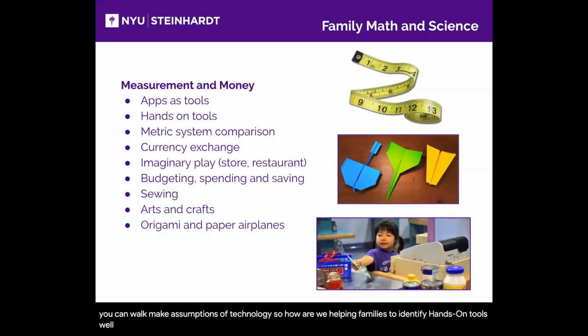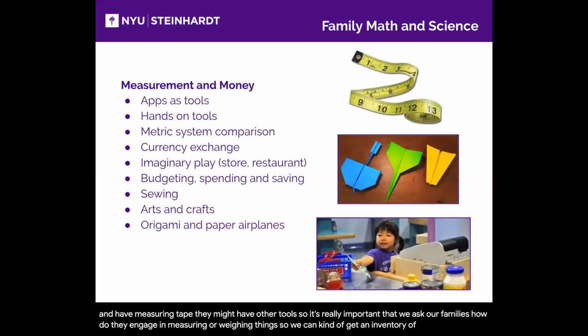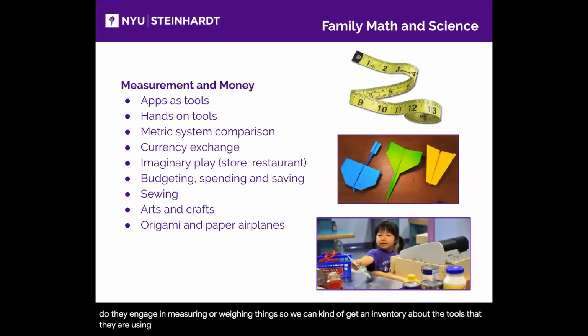Well, first of all, the idea that every home has a ruler is a huge assumption. However, they might be sewing and have measuring tape. They might have other tools. So it's really important that we ask our families, how do they engage in measuring or weighing things, so we can kind of get an inventory about the tools that they are using. There's great lessons we can think about with metric system comparisons. A lot of our families coming from outside the US, this idea of pounds and inches, we're going to need some cross-cultural comparison and understanding.